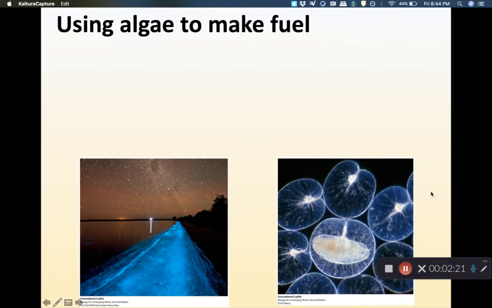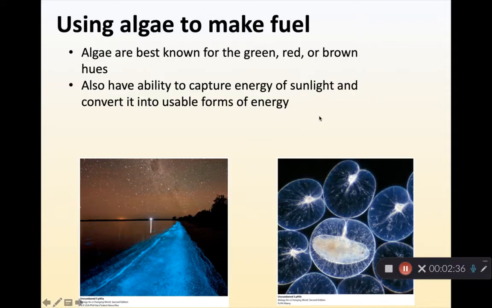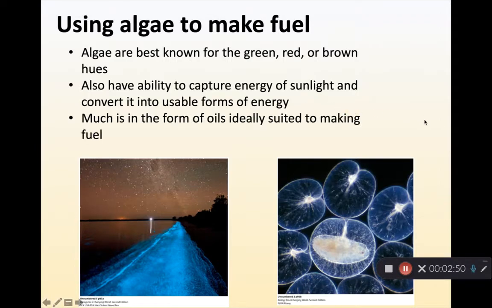In your book this week, the chapter frames understanding energy transfer by looking at biofuels, and specifically using algae to make fuel. Algae, as we've discussed previously, are known for being red, green, or brown hues, and they have the ability to capture the energy of sunlight and convert it into usable forms of energy through photosynthesis. Much of it is in the form of oils that are ideally suited to making different types of fuel.